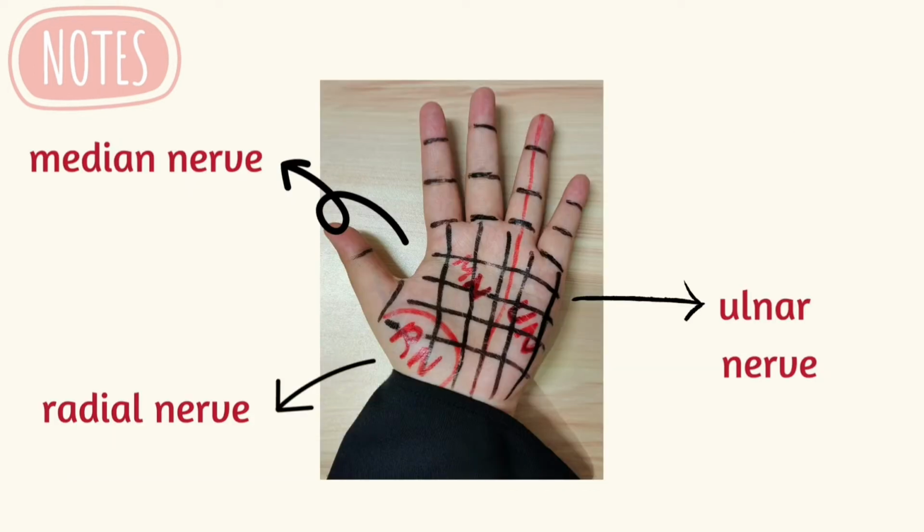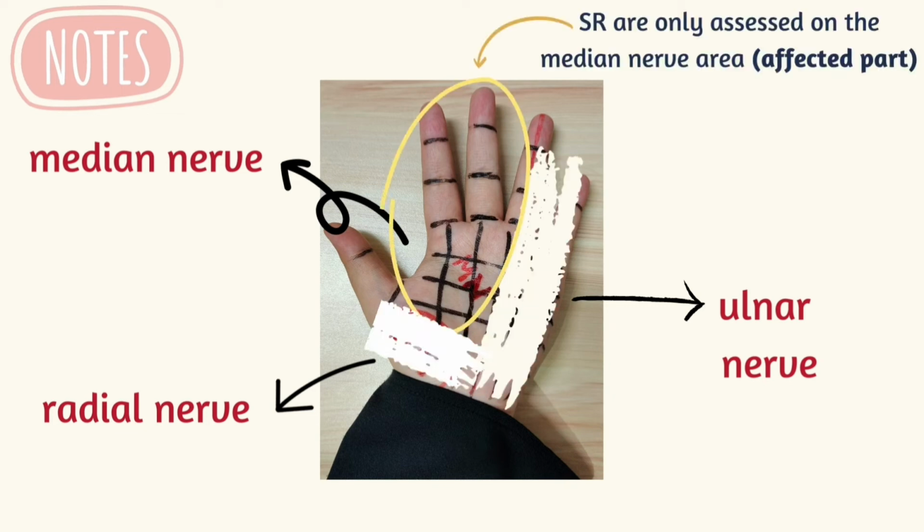For example, these are the areas of nerve that innervate the palm of the hand. So in case the client had median nerve palsy, the therapist has to assess sensory re-education only in the area that is affected or impaired, which is the median nerve area. While the other two areas, which are considered the adjacent unaffected parts, the ulnar and radial nerve areas, have to be taped to prevent them from assisting in stimulus detection of the injured part of the hand.